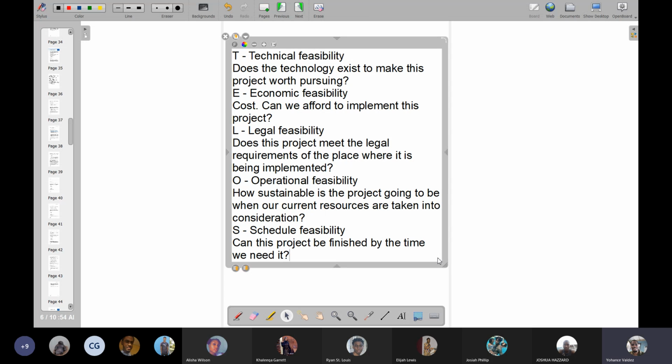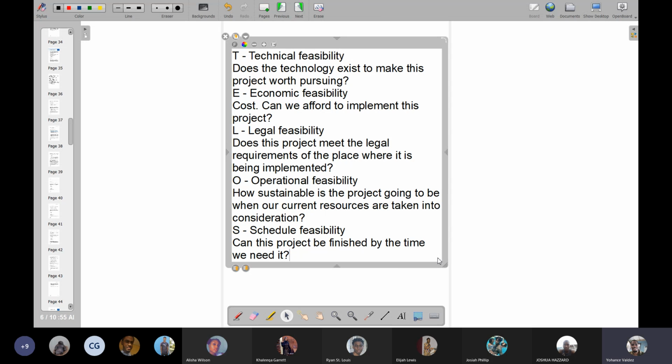It ties into time because it doesn't make sense that yes, we could do it, we could afford it, and it's something that we can maintain, but it is going to take a long time to produce. The reality is that schedule feasibility has destroyed a lot of tech projects, especially where the market is competitive. Sometimes people don't even consider the schedule.